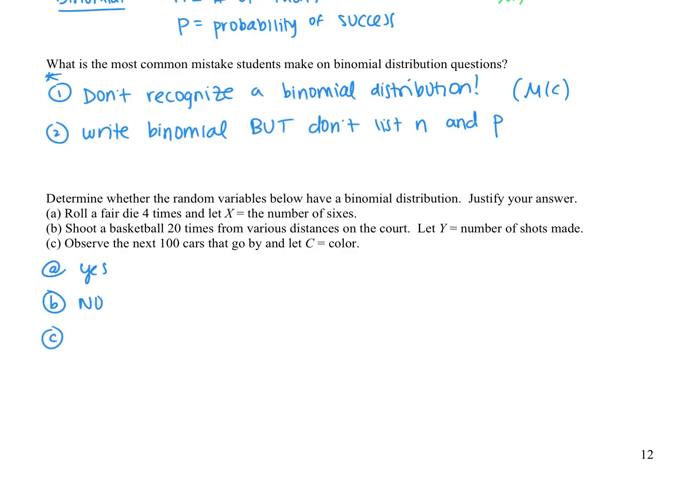And then C, observe the next 100 cars that go by and let C be the color. Binomial? No. Why not? There's more than 2 options. Yeah. So no, this is not a binary variable. It's also not numeric.